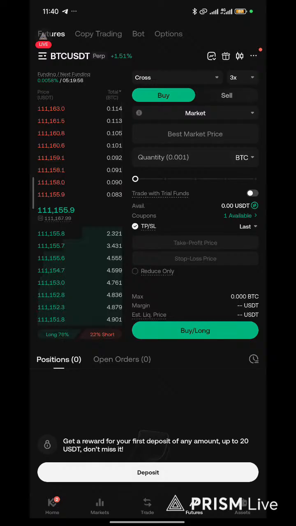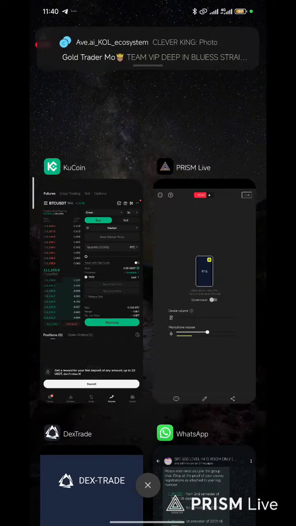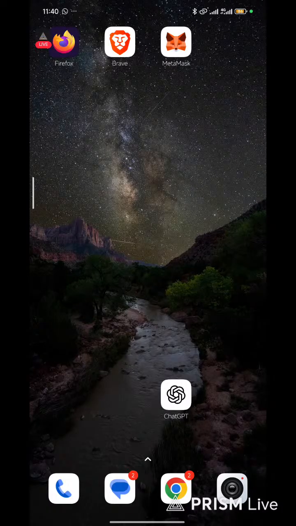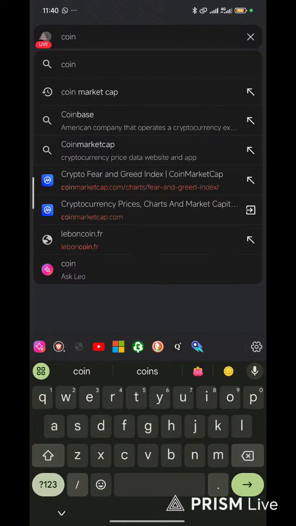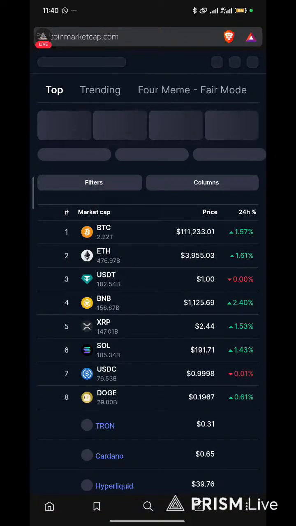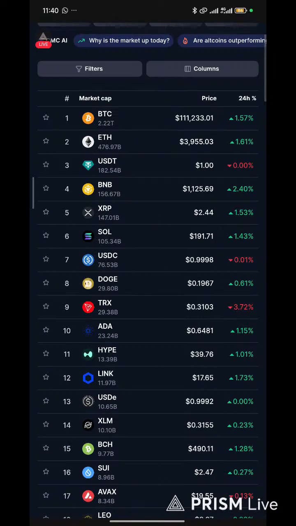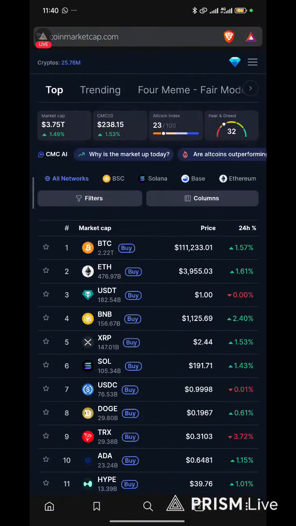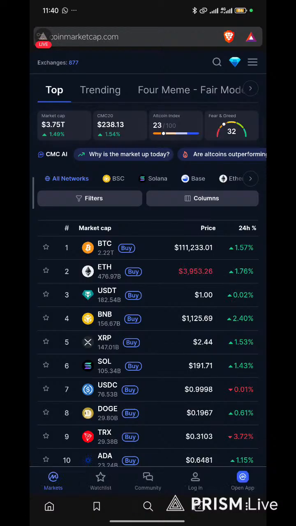So now let's go to our CoinMarketCap. I'm going to use Brave browser. You can use any browser of your choice. I'm going to tap CoinMarketCap. Have you seen it? These are the top tokens, top trending tokens. Here you can see the PNL in the last 24 hours. While scrolling, you see market cap here, you see the altcoin index, and you see fear and greed index.